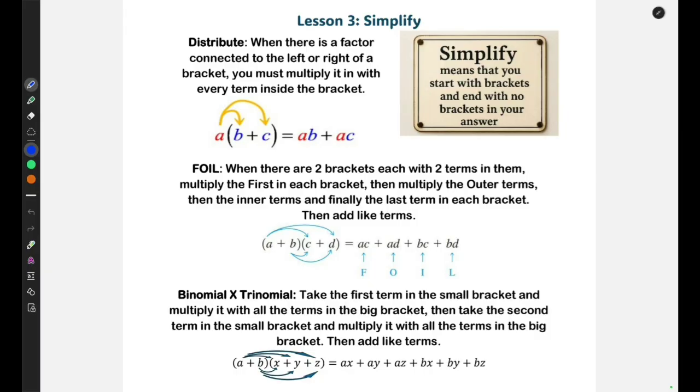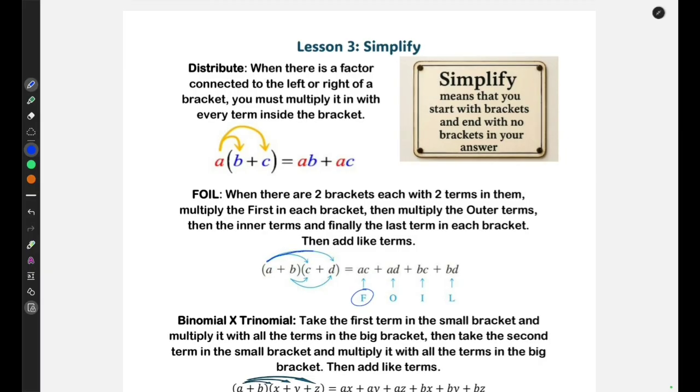Now many schools use the acronym FOIL, which means I'm going to multiply the first terms of each bracket. That's what the F stands for. Then I'm going to multiply the outer terms, so the A and the D. Then the I stands for inner, which means I'm going to multiply the B and the C, so the inside ones out of those four. And then L stands for the last term in each bracket I'm going to multiply.